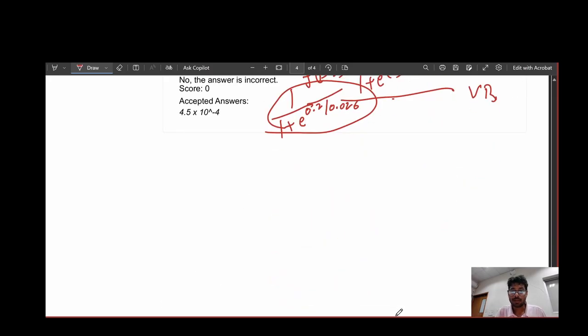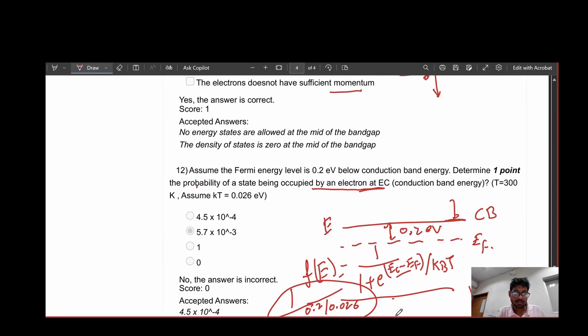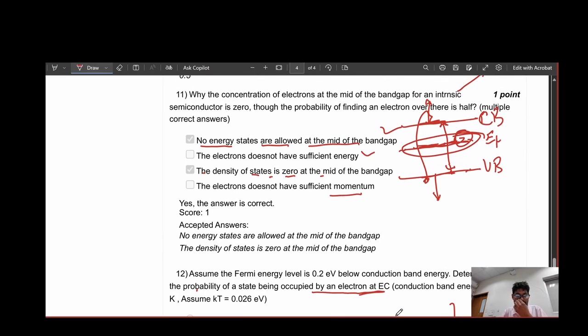Do you have any more doubts in assignment 1? Sir, one more time explain the 11th question, sir. 11th question, just give me a minute. Okay, density of states, this one.